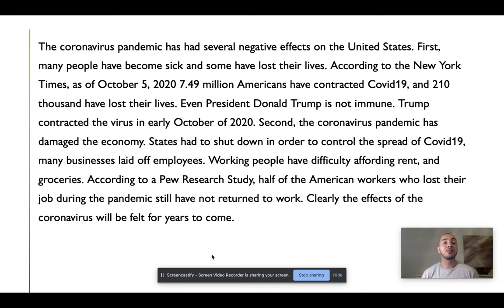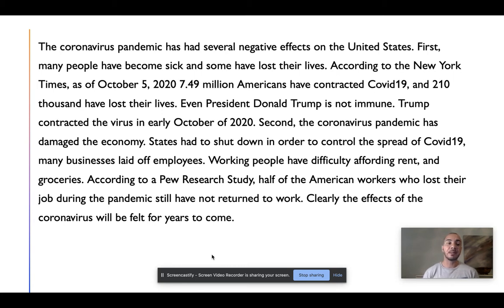The coronavirus pandemic has had several negative effects on the United States. First, many people have become sick and some have lost their lives. According to the New York Times, as of October 5th, 2020, 7.49 million Americans have contracted COVID 19 and 210,000 have lost their lives. Even President Donald Trump is not immune. Trump contracted the virus in early October of 2020.